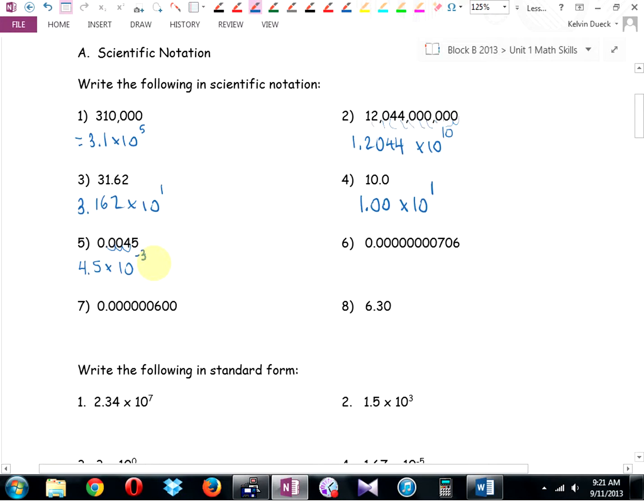Oh, by the way, how many sig figs is example 5? 2. Zeros in front, we don't care about. They're placeholders. 6. How many sig figs? 3. It's going to be 7.06 times 10 to the 1, 2, 3, 4, 5, 6, 7, 8. -9, is that what we got? Yep.